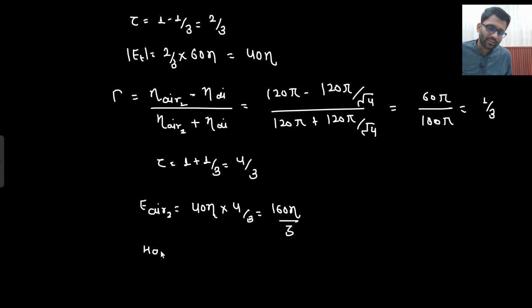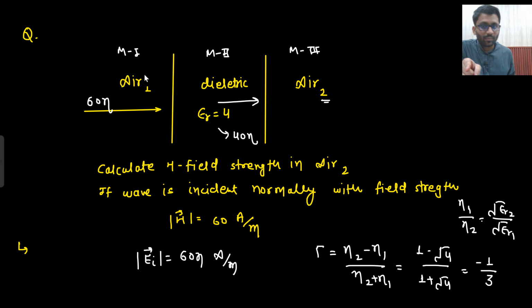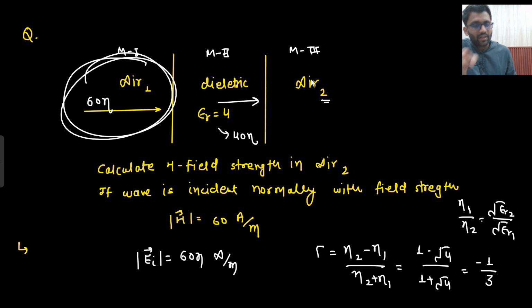And if I need to find H there, so what I need to do? I need to divide by eta only. So what is the answer I will be getting? 160 by 3 eta ampere per meter. Like this eta I was carrying from here. So now it is going into this dielectric. So eta value will not change because I was carrying it from air. From air to dielectric I am going.